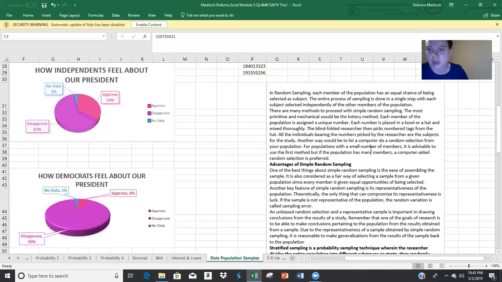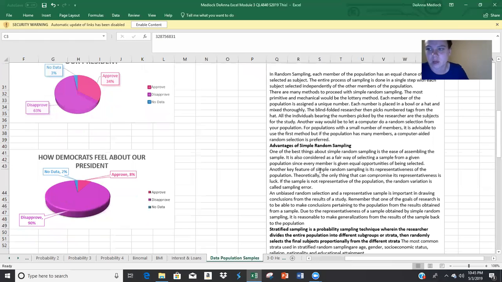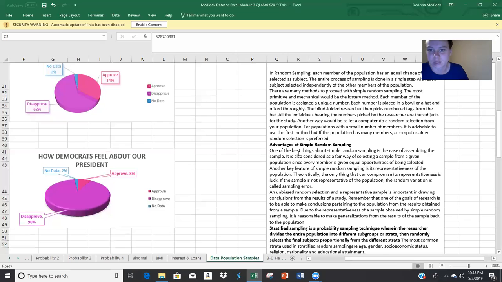Another way would be to let a computer do a random selection from your population. For populations with a small number of members, it is advisable to use the first method, but if the population has many members, a computer-aided random selection is preferred.